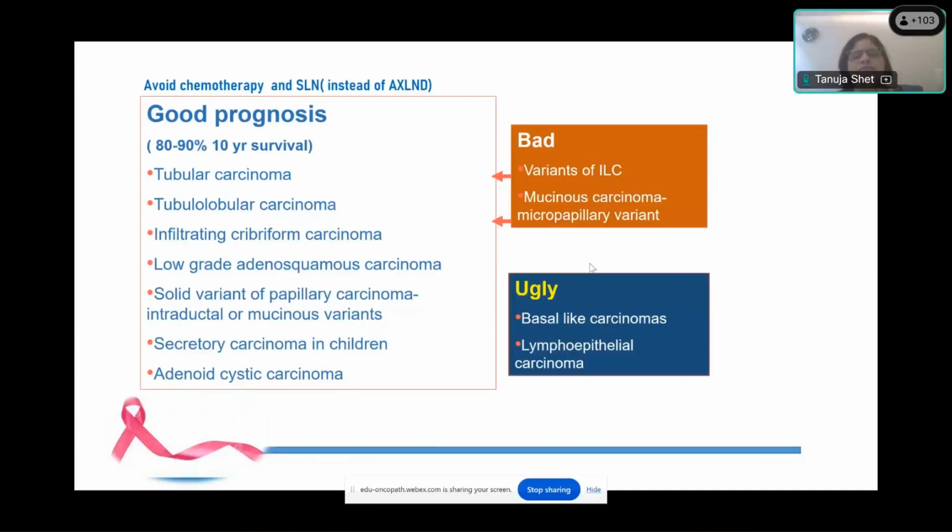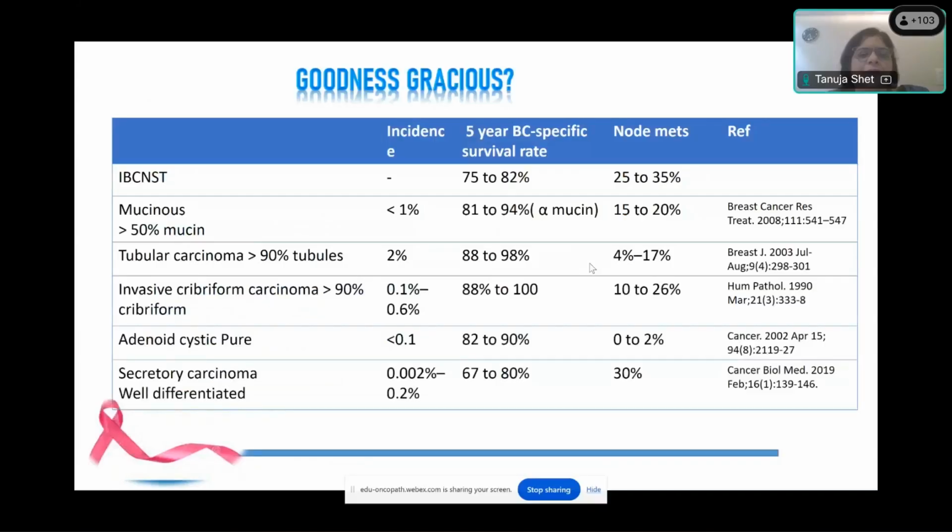Whereas the bad are the ones where we know they're going to come back in 5 years, but they have reasonable survival. And the ugly are where we don't know what to do. And most of the triple negative breast cancers fall into this category. And please understand that when I say special unique type, what I mean is the unique type where the unique definition is followed. If you use a liberal definition, then the whole prognostic impact is gone. I'll tell you about mucinous carcinomas a little later. For example, if you have a grade 2 tubular carcinoma with greater than 90% of tubules, no patient ever dies. Whereas if it is between 70 to 90, then the prognosis falls down a little bit.